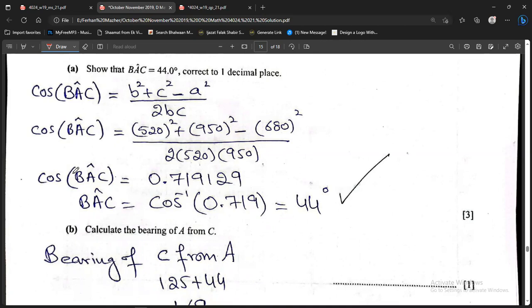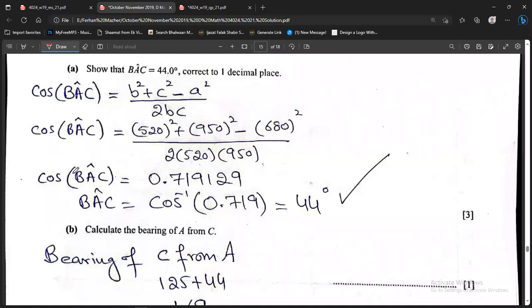In your calculator, this is how you will enter it: 520 square plus 950 square minus 680 square equals, divided by 2 equals, divided by 520 equals, divided by 950 equals. So you will get 0.719129. So the cos will go to the other side, it will inverse. So the cos inverse of the BAC angle will be cos inverse of 0.719, and that is 44 degrees.